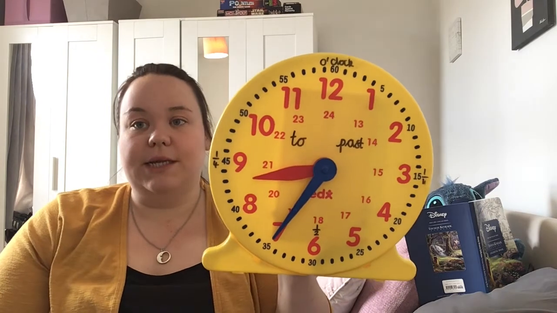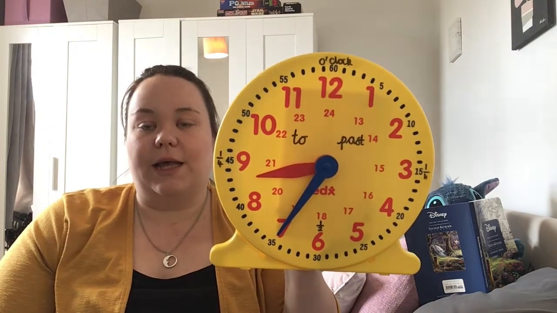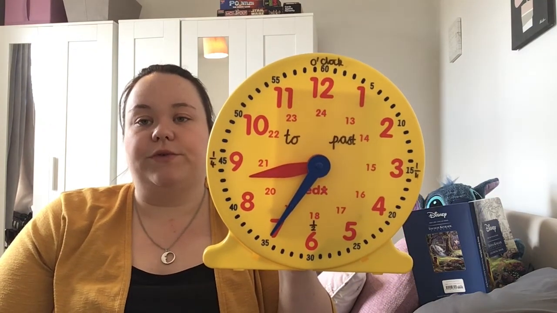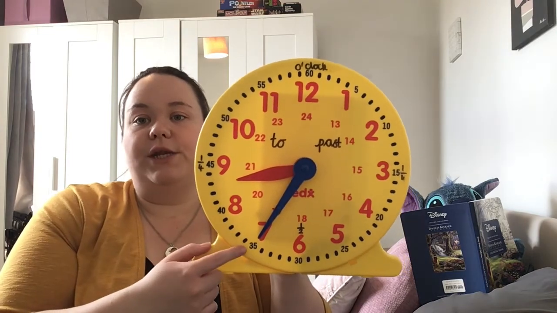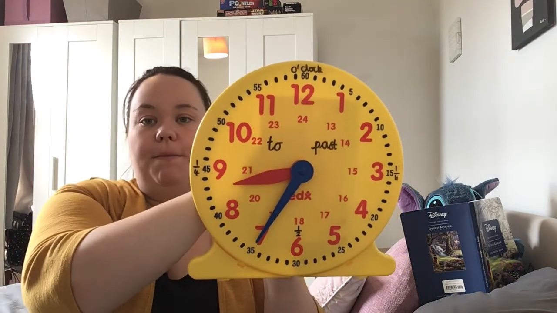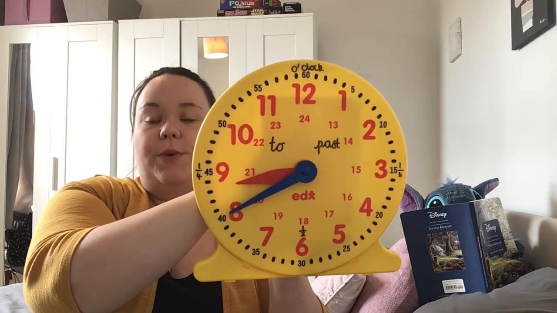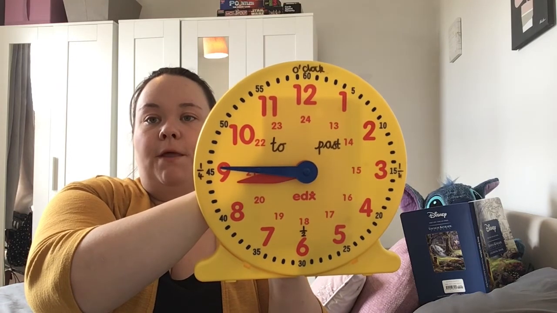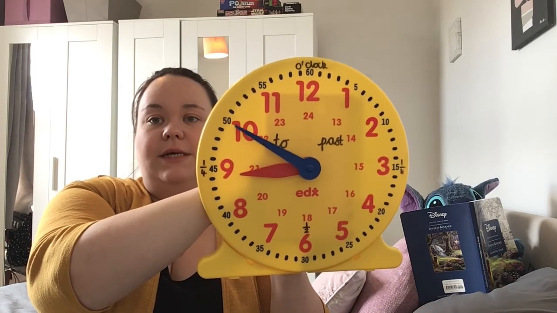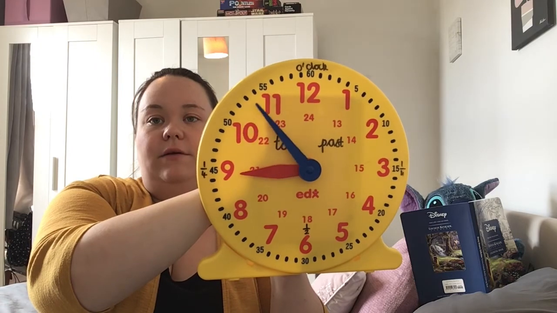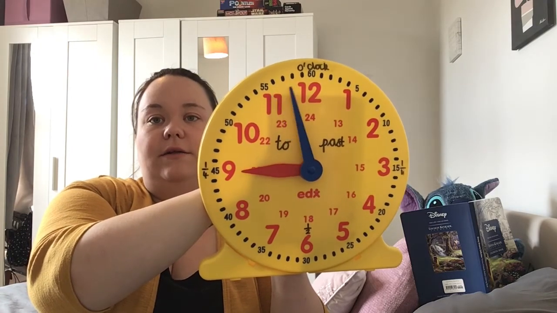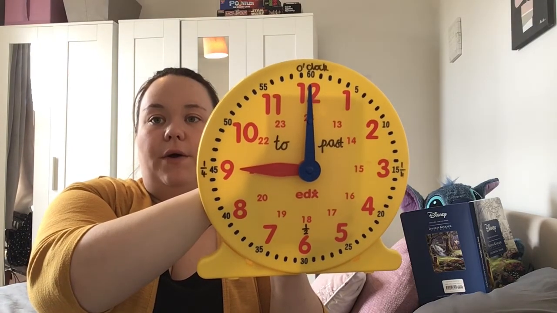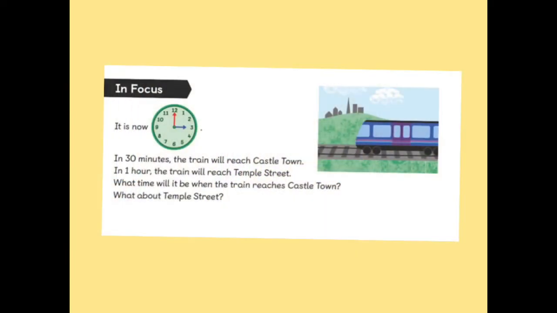So we could use these numbers and say that it's past that hour. But normally we would read it as a to. So this would be 25 to 9. Then we would have 20 to 9, quarter to 9, 10 to 9, 5 to 9, and then finally 9 o'clock. So finally this morning we're going to have a look at some time problems.